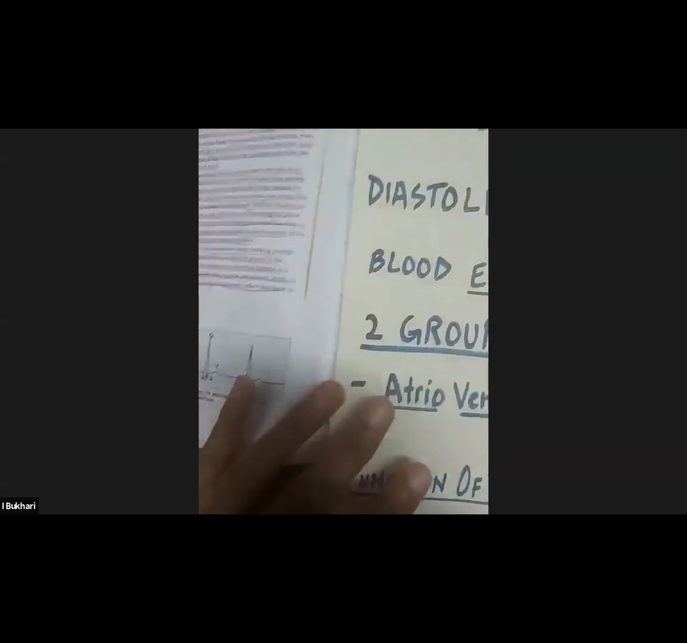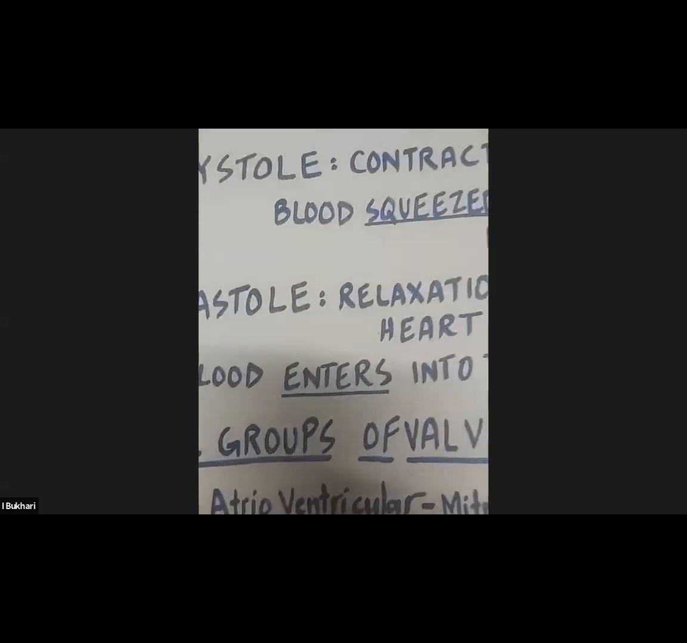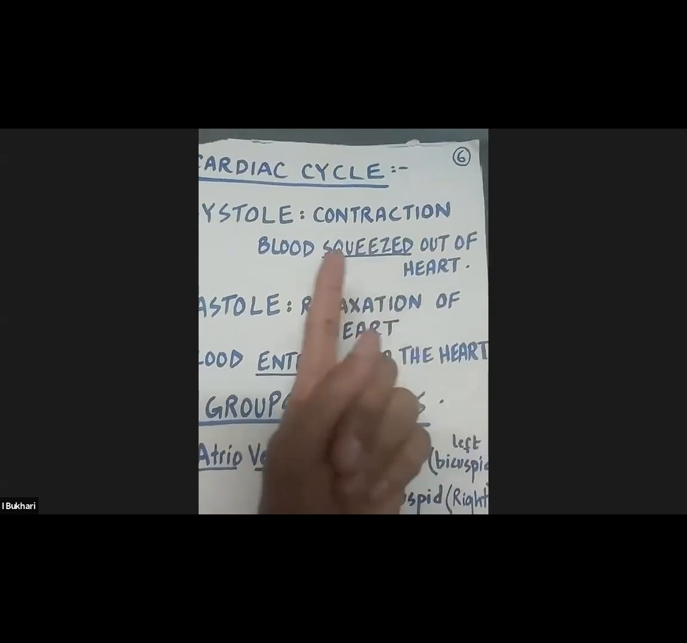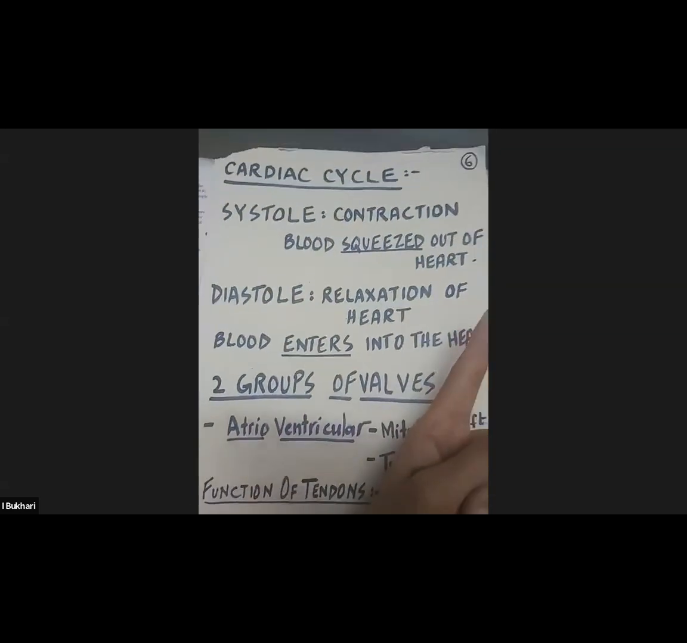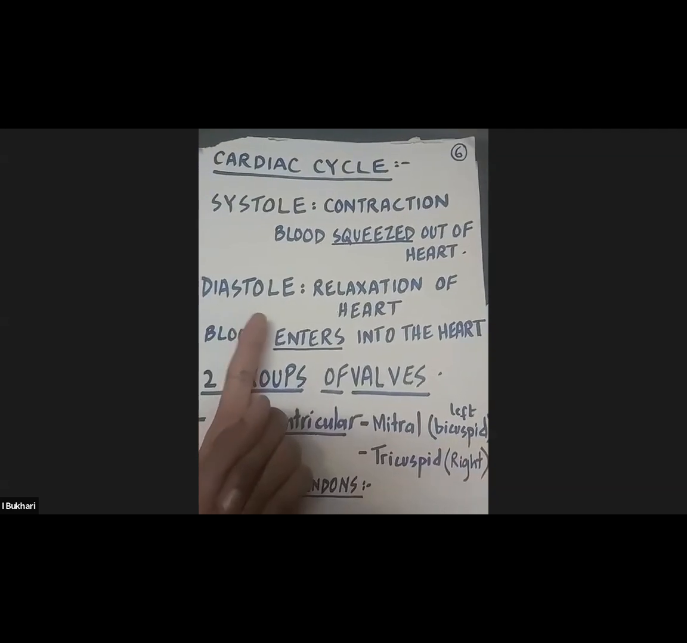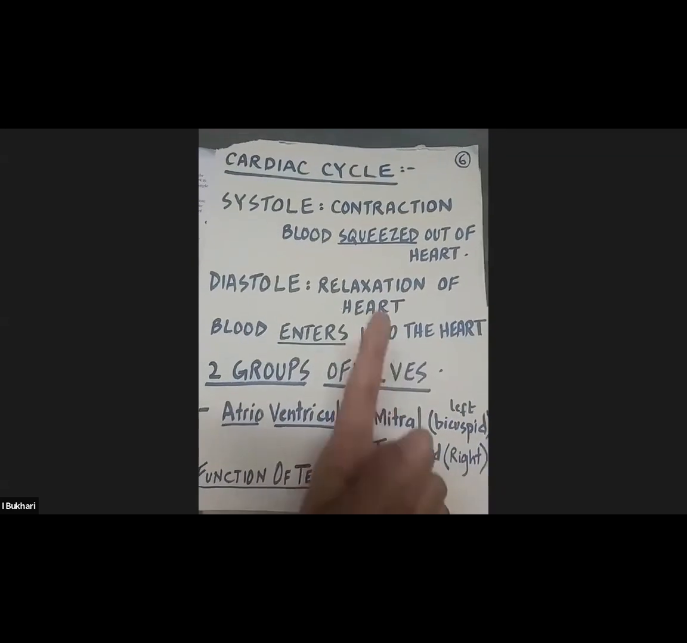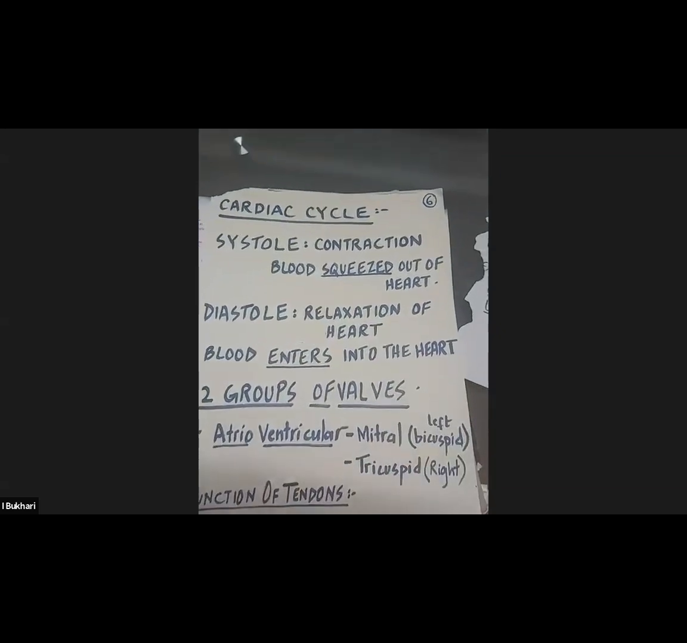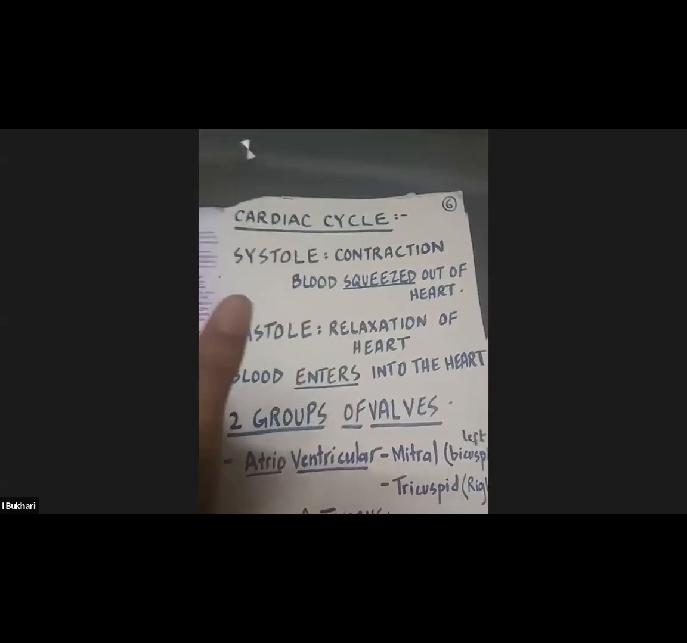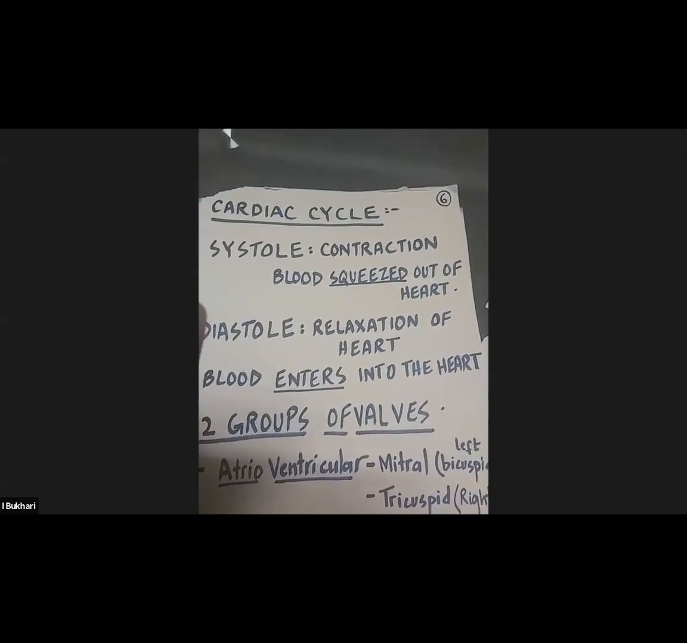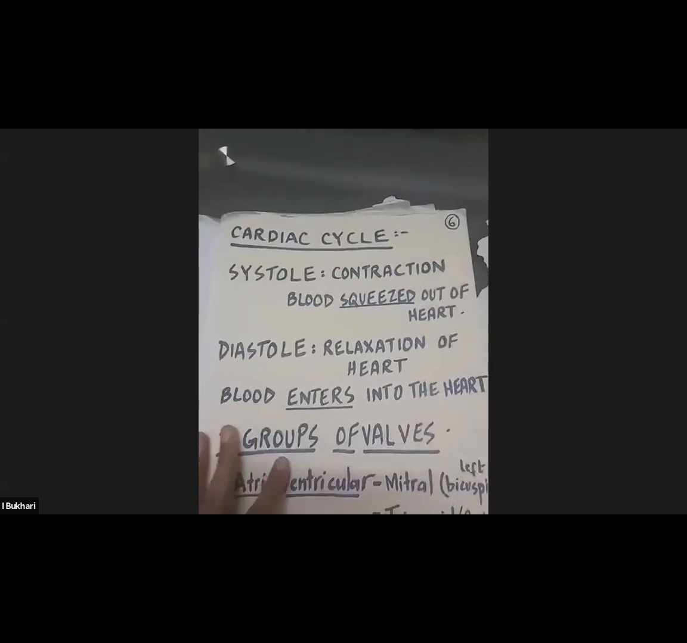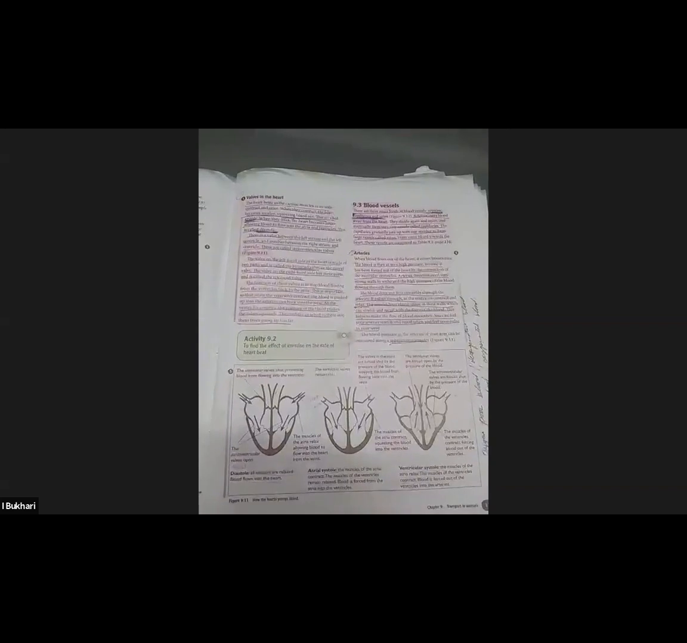Okay, now, coming back to this cardiac cycle. Systole is the contraction part of the cardiac cycle where the blood is squeezed out of the heart. Diastole is the relaxation of the heart, when the blood enters into the heart. Now remember, both the atria almost always receive the blood together, and then both the ventricles almost always squeeze the blood together.